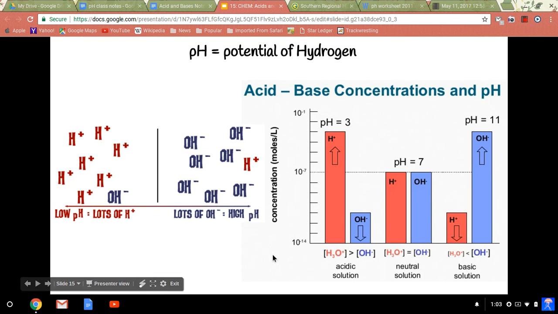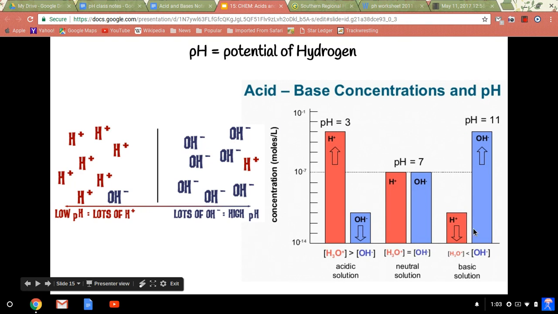If something has a really high pH, it has a whole lot of hydroxides and not a lot of H pluses, not a lot of hydrogens. So if you look here, here's a chart of concentration. In an acidic solution, you have a whole bunch of hydroniums and not so many hydroxides. In a neutral solution, you would have an even amount of hydrogen ions and hydroxides.